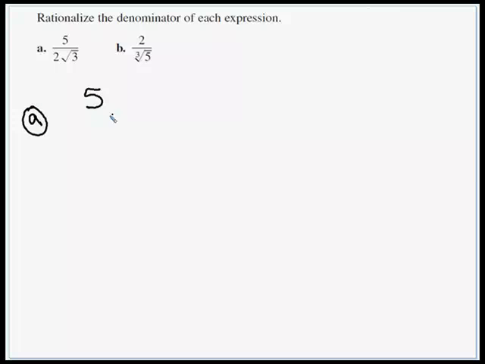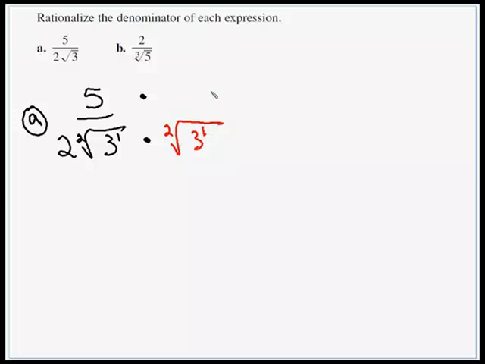Here for letter A, we have 5 over 2 times the square root of 3 as the denominator. Rationalizing the denominator means to get rid of the radical. This is the square root of 3 to the first. So we're going to multiply the numerator and denominator by the same term to get rid of the radical in the denominator. What gets rid of the square root of 3 to the first? Well, just multiplying it by itself, the square root of 3 to the first.